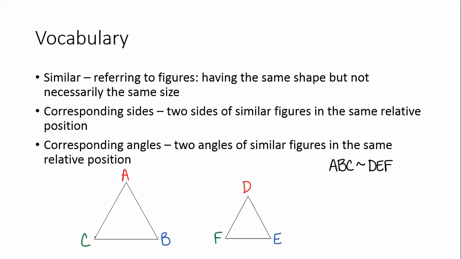The corresponding sides will also match up. So notice that AB is written first and so is DE. So sides AB and DE would be similar. And you can work your way around the triangle and say the same thing about all three sides.